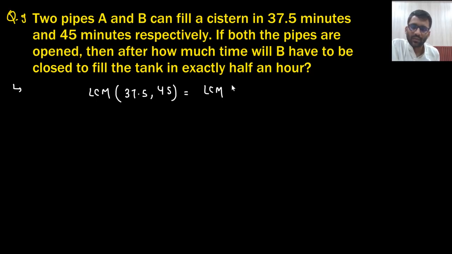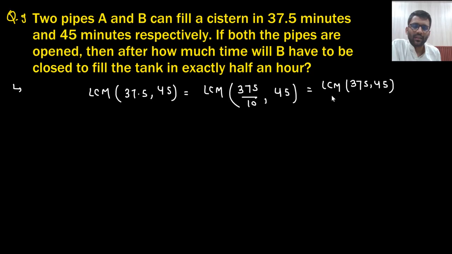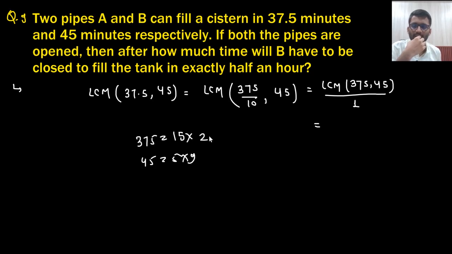So what I can do, LCM of 375 by 10 and 45, right? This I can do. So this will be LCM of 375 and 45 divided by HCF of 10 and 1. HCF of 10 and 1 is 1 only. So you need to find the LCM of 375 and 45. This is 5 into 9, and this I can divide by 15.